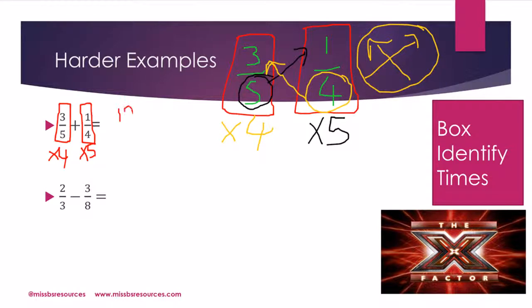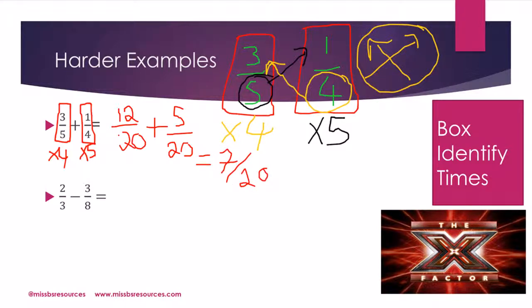Add on, no matter what the symbol is there, you just put it and you copy it across. Add on, 1 times 5 is 5, and 4 times 5 is 20. Now, 12 20ths add 5 20ths is equal to 7 20ths. Okay, we're going to look at the next question now.